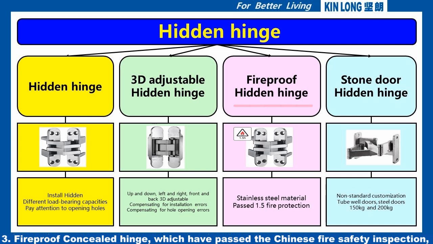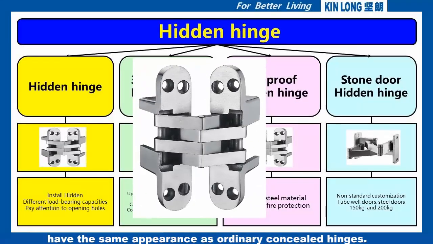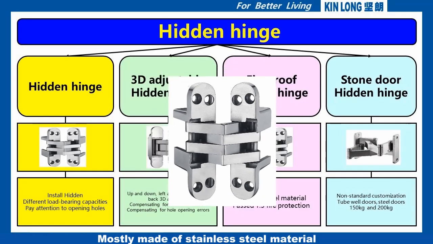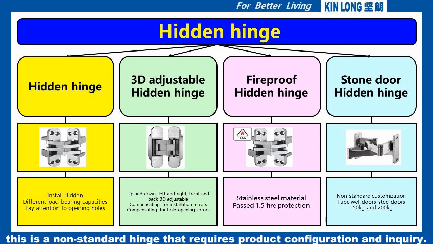3. Fireproof concealed hinges have passed the Chinese fire safety inspection, have the same appearance as ordinary concealed hinges, and are mostly made of stainless steel material. 4. Stone door concealed hinge. This is a non-standard hinge that requires product configuration and inquiry.